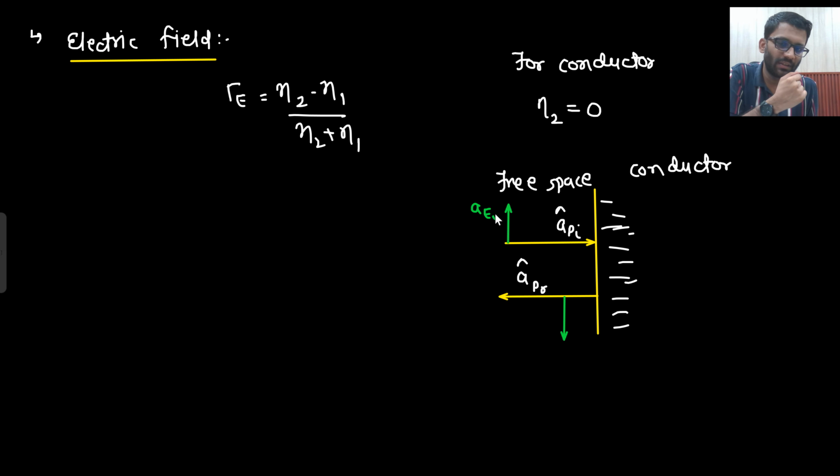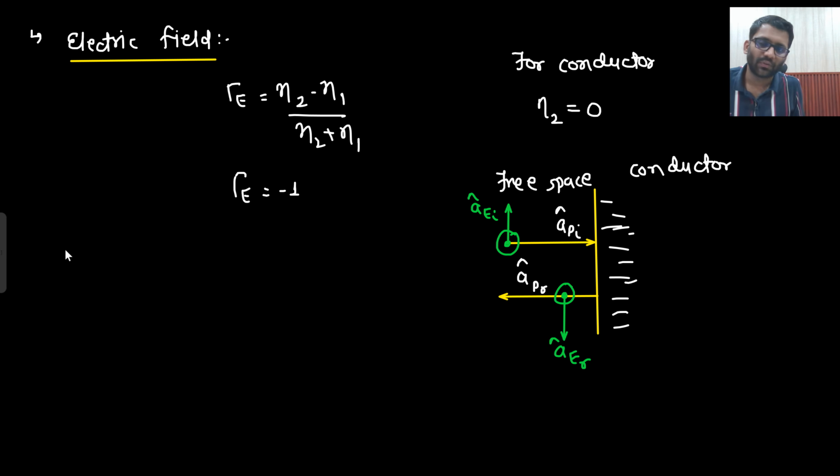This is your electric field. If it was in this direction and the magnetic field was in this direction, then E cross H was giving you P. Now the magnetic field will not change its direction, but the electric field has changed its direction. Is that clear to you? This we have already seen in the previous video. So the gamma E value we will get is minus 1.